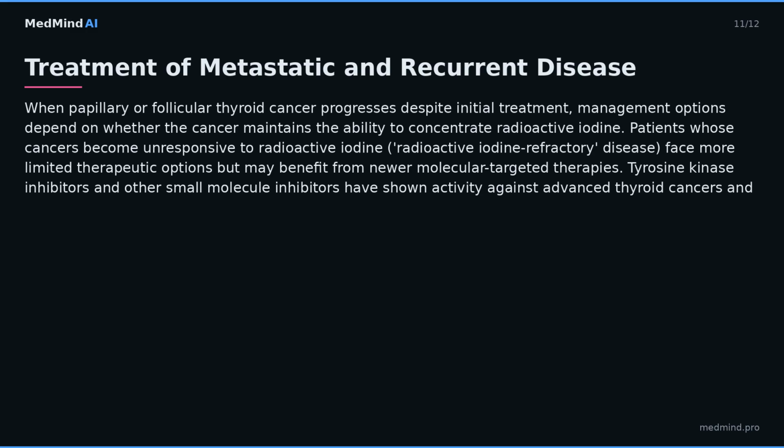Tyrosine kinase inhibitors and other small molecule inhibitors have shown activity against advanced thyroid cancers and can slow disease progression in some patients. External beam radiation therapy may be considered for specific sites of metastatic disease causing symptoms or threatening critical structures. Chemotherapy plays a limited role in thyroid cancer management compared to many other malignancies.